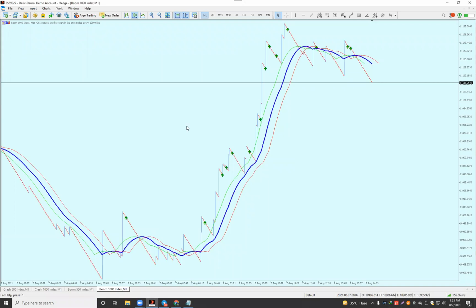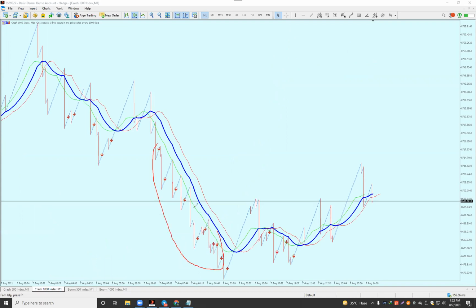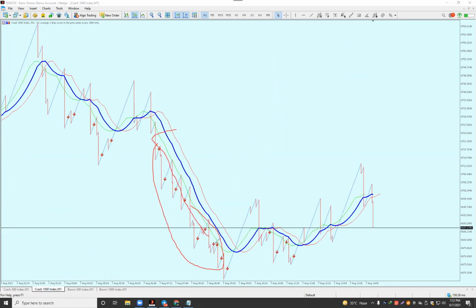Okay, so can we see it in the Crash? Yes. The downtrend. Let's see how it is. Crash 1000. Yes. Now these signals are perfect. Look at the condition of the signal, where the signals are appearing, and what is the condition of the alligator.